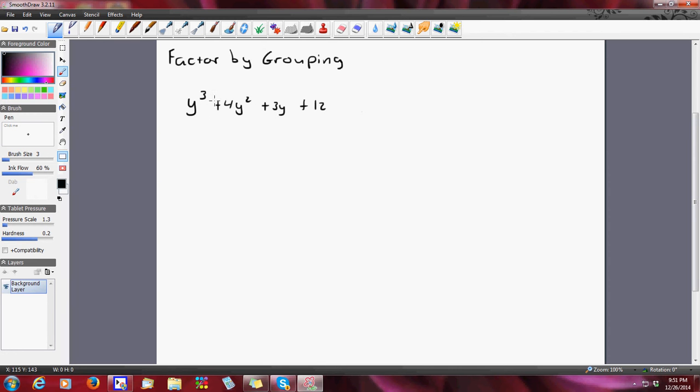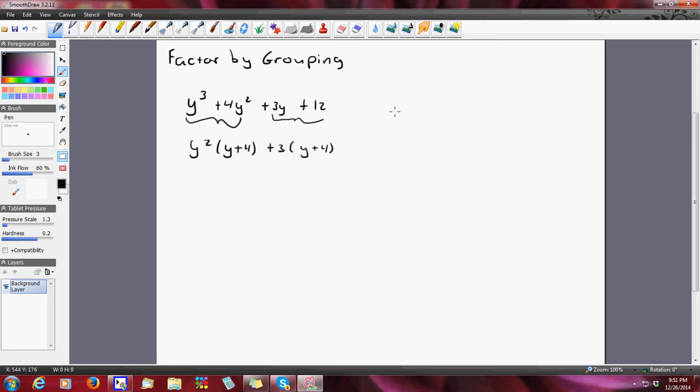But I do take a look and I say, all right, well, I see that this is a cube and this is a square. So what if I factor out a y squared here? What would I be left with? I'd be left with y plus 4. And if I factor it out, I recognize that these two have a 3 in common. So if I factor out a 3, I'd be left with y plus 4.